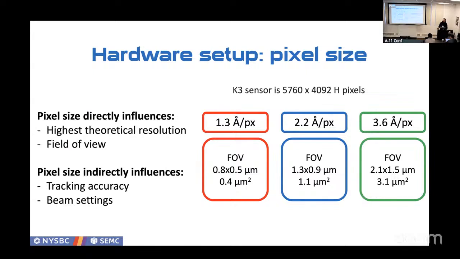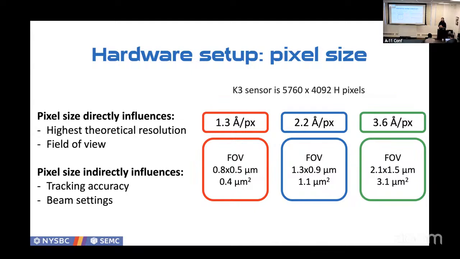One of the very important things is pixel size. And again, you need to know the answer, or at least get an idea of what your answer might look like, to actually set up your session. There's a very big difference between 1.3 angstrom per pixel and 3.6. And that will influence different parameters. Of course, it will influence your theoretical achievable resolution. So if you're going for high resolution, if you're one of those people who wants to get a 3 angstrom structure from your tomography data, good luck. Then you probably have to collect at 1.3 angstrom per pixel.